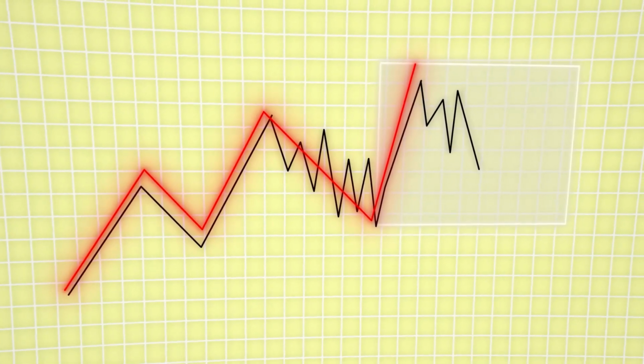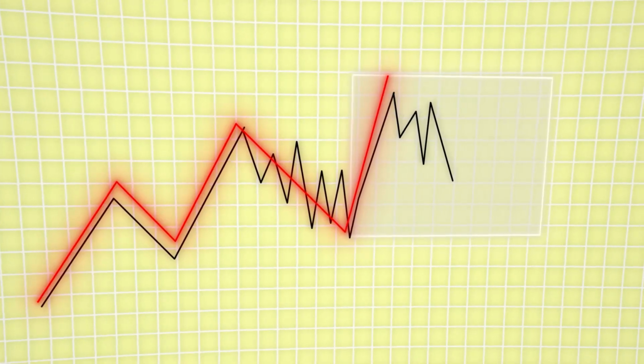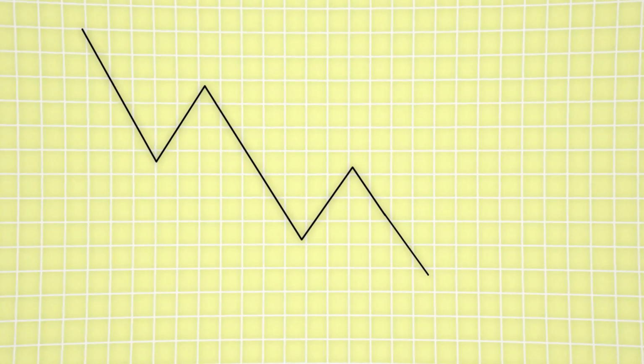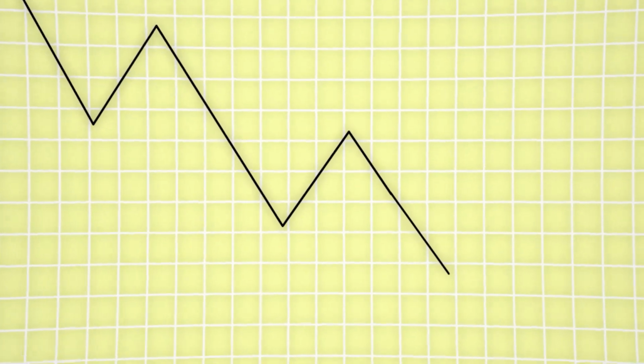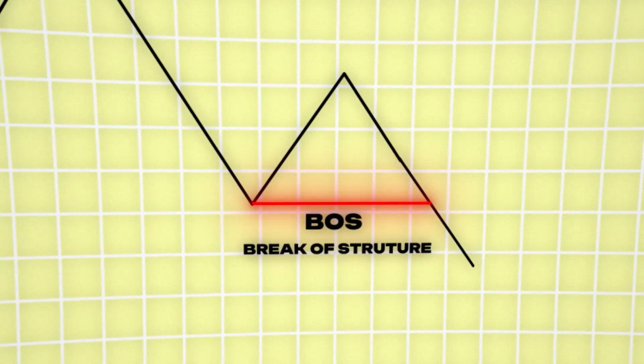If we want to map the external structure step by step, we shift our reference zone to the move that created the new structure. Then we extend this zone and observe where price breaks its boundary. If price is in a downtrend and the break happens in the direction of continuation, meaning price breaks the lower boundary, this is called a BOS, or break of structure.